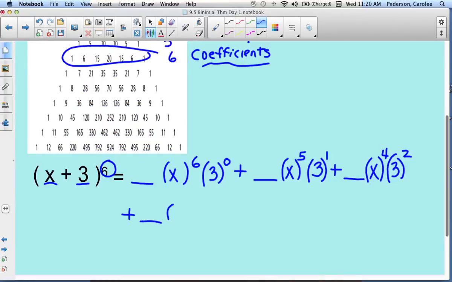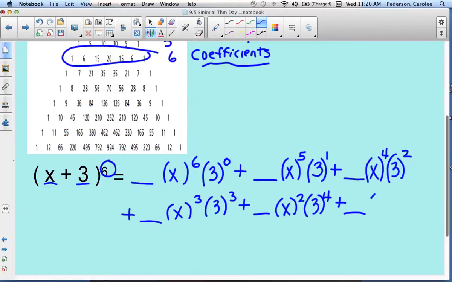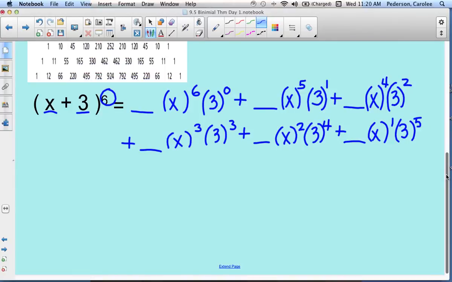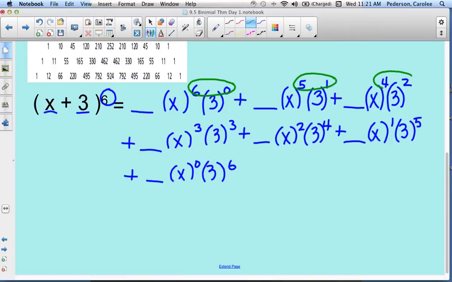Plus blank, x to the 3rd, 3 to the 3rd, plus blank, x to the 2nd, 3 to the 4th, plus blank, x to the 1st, 3 to the 5th, and then our last term, plus blank, x to the 0, 3 to the 6th. Notice what happens in each of these. They all add to 6. This is adding to 6, adding to 6, adding to 6, etc.